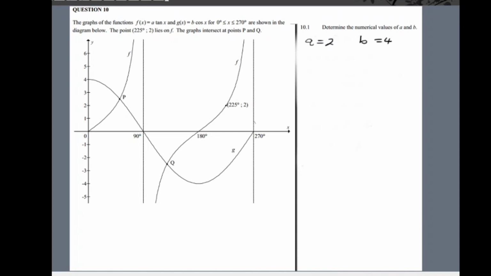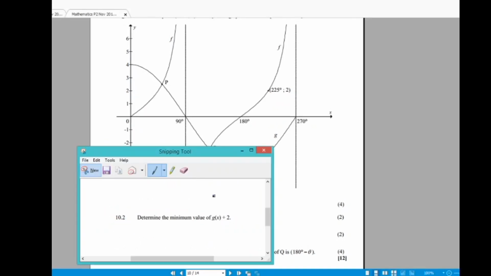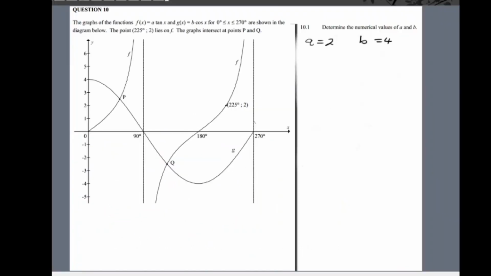Now moving on to the next question, we go to 10.2. So with 10.2 they say determine the minimum value of g of x plus 2. What is the minimum value of a function? So if you have a function, let's say it's a parabola like this, what is the minimum value of this function?